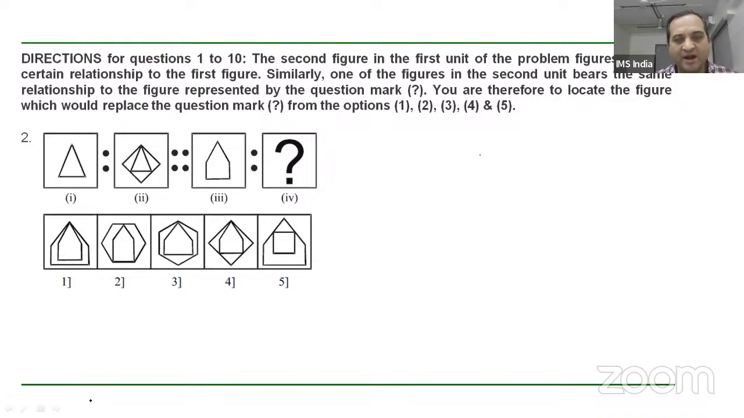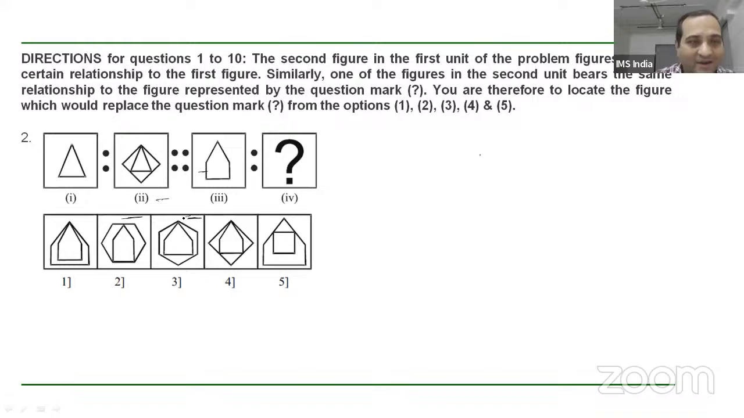So I think this was again a relatively simpler question. If you observe, first figure has only a triangle, and in the second figure, the triangle is inside a square. That means, can I say a three-sided figure becomes a four-sided figure? Now in figure 3, I have a five-sided figure. So I'm looking at a five-sided figure and it should be inside a six-sided figure. So a five-sided figure inside a six-sided figure, if you check, is only option number 2, only option 2 and option 3. These are the only two options that we have.